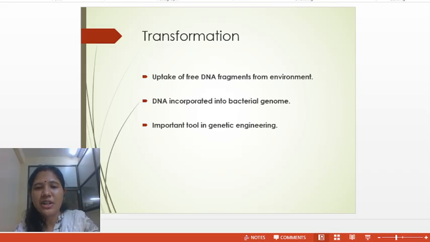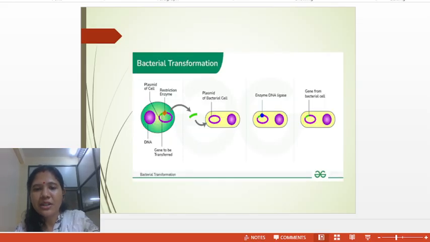So the first one is transformation: uptake of free DNA fragments from the environment, with the DNA incorporated into the bacterial genome, an important tool in genetic engineering. Here is a simple structure of bacterial transformation. The foreign genetic material is around in the environment, it will be taken up by the bacterial cell, and they will incorporate it into their own chromosome, and the gene will be transferred from one place to another.